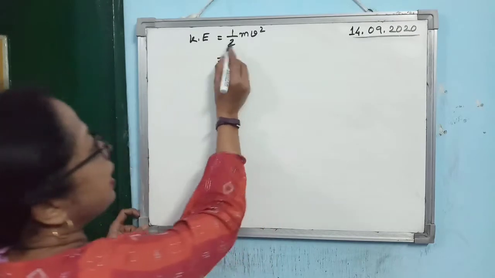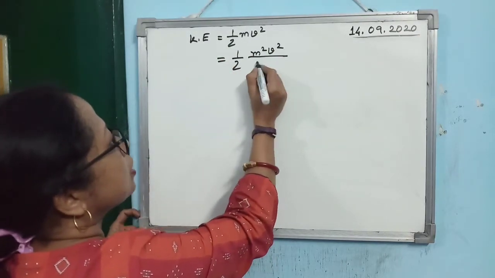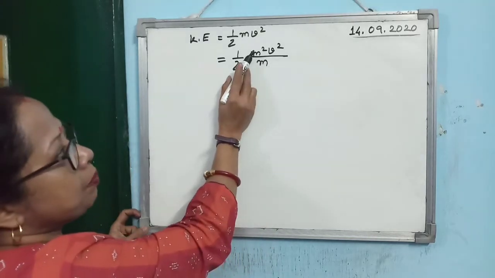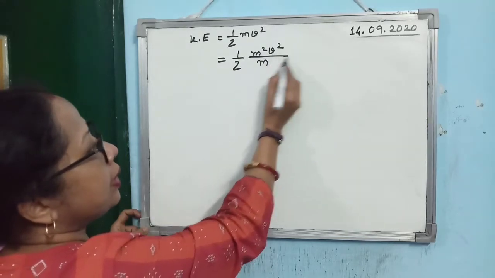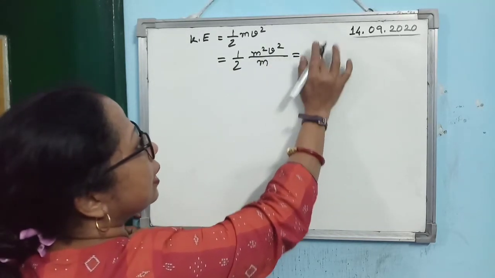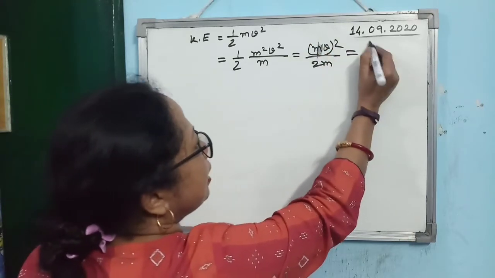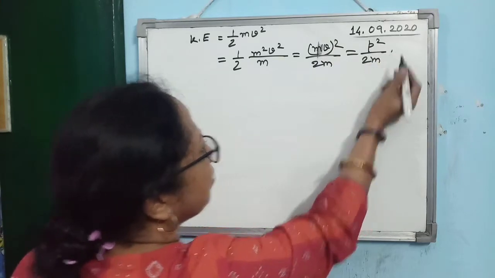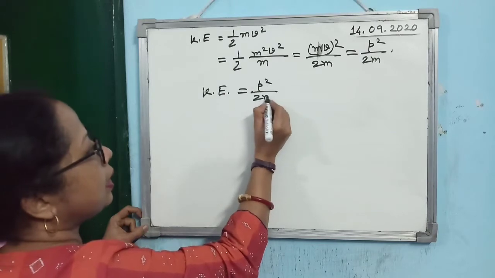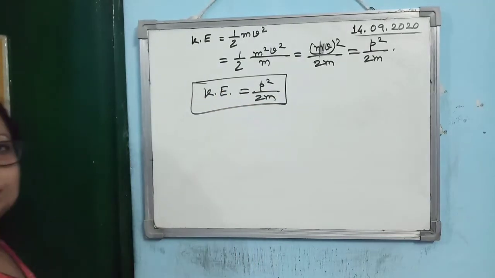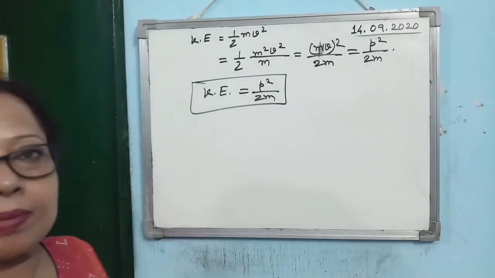So you see, kinetic energy is half mv square. Now one can write it like this, half m square v square by m. What I have done? I have multiplied in the numerator and denominator by m. Now mv, what is it? It is linear momentum. So you can write it like this, mv whole square by 2m, and mv is the linear momentum. So p square by 2m. So this is another relation for kinetic energy, and a very important relation. You get conceptual questions also on this relation. So kinetic energy is given by p square by 2m.